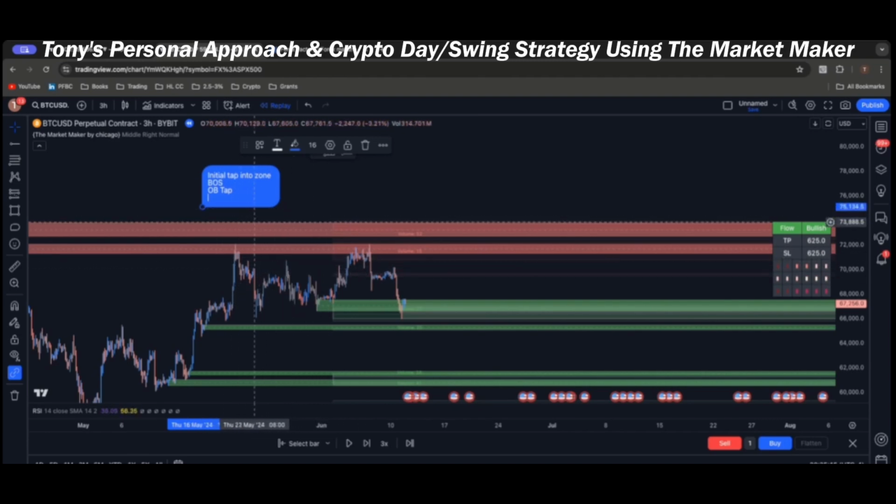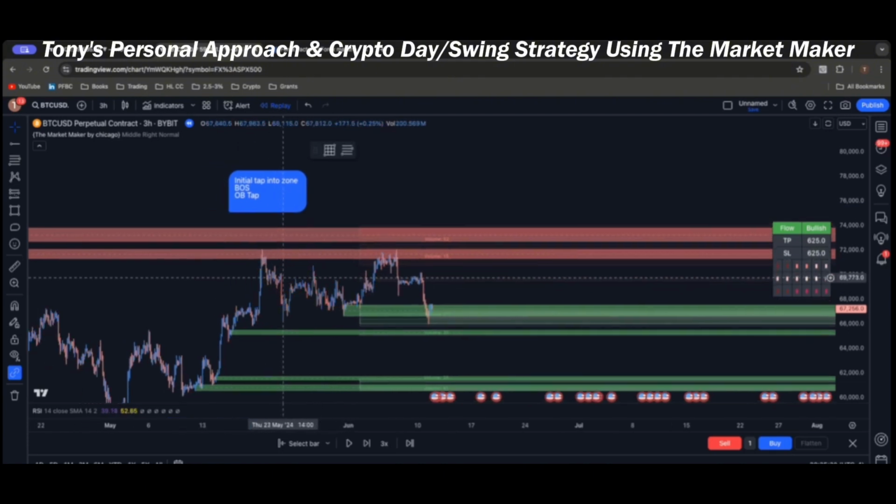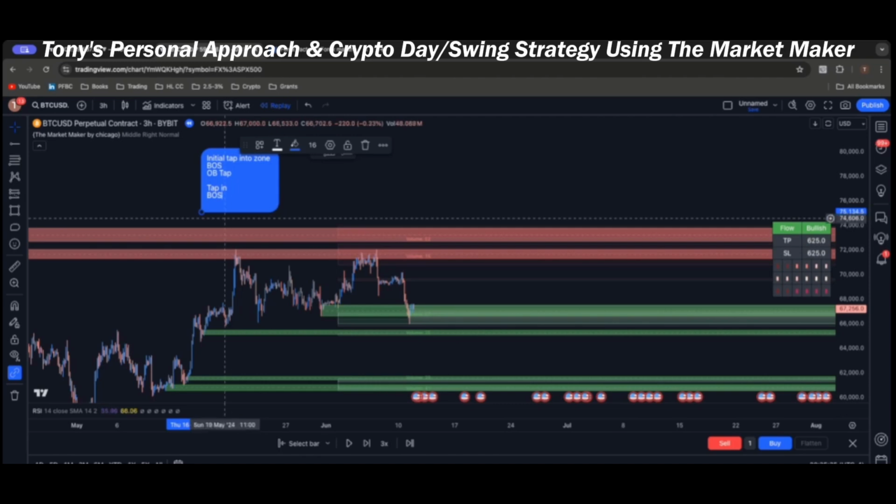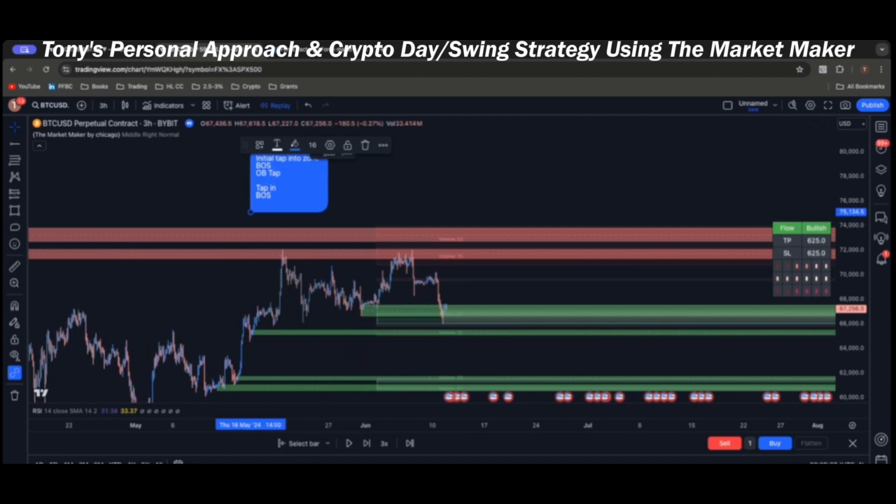What I've seen also play out on the hourly with these zones is you can get a second entry onto a zone, and that's when I would consider that zone fully used out. And with that second entry onto that same zone, you would just wait for that tap in and then a break of structure. It most likely won't re-enter into an order block. It'll just make its whole move down.